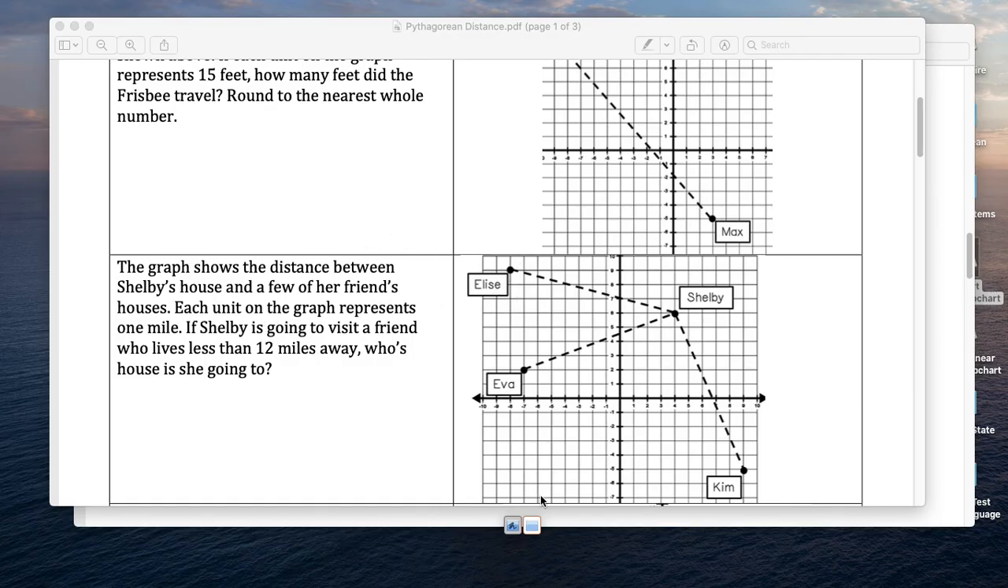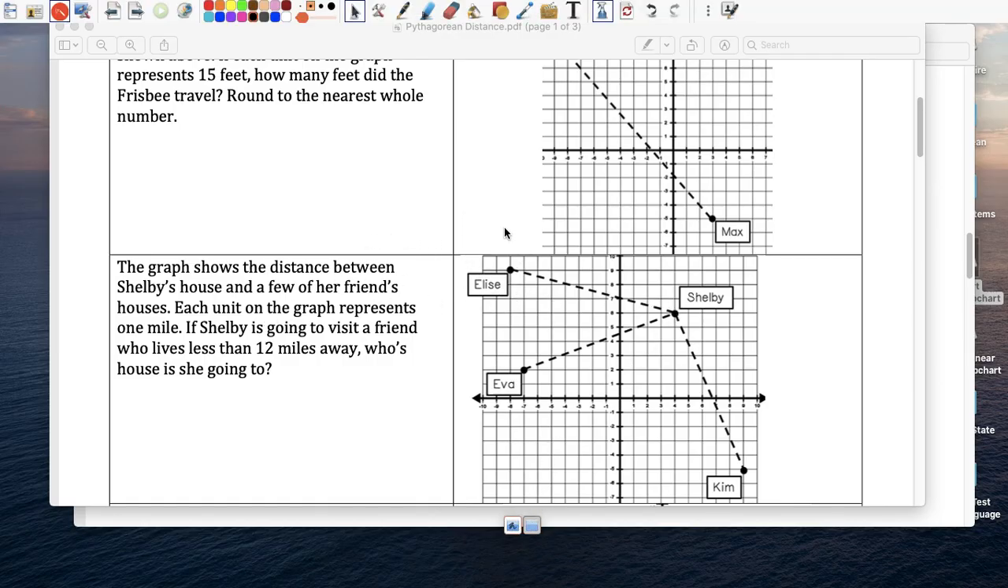Thank God this doesn't want. So we have 3 people, and they're all going to Shelby's house, and we want to find the difference. If Shelby's going to visit a friend who lives 12 miles away, whose house is she going to? So one of these guys, Elise, Eva, and Kim, lives less than 12 miles away, and that's the friend that she's going to visit, but we need to find the distance. So, again, you're going to do this 3 times, I know.